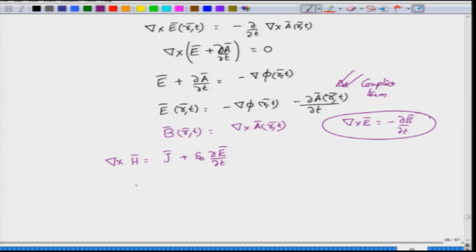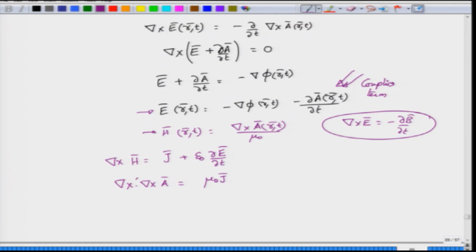So, I have this del cross H equal to J plus something. There is nothing I can do with J, but for E I can use this expression and replace it, and for B, B is basically mu naught H. Therefore, H is given by del cross A by mu naught. Because I know that, I can include this H expression on the left hand side, and for E I can substitute here. So, after doing these substitutions, I get del cross del cross A is equal to mu naught J.